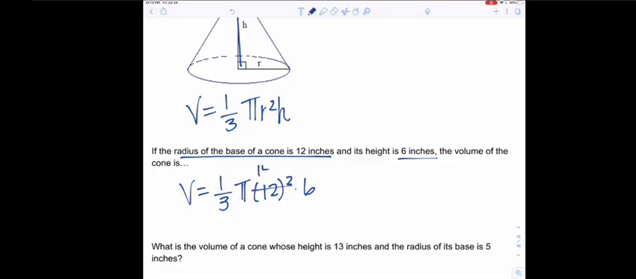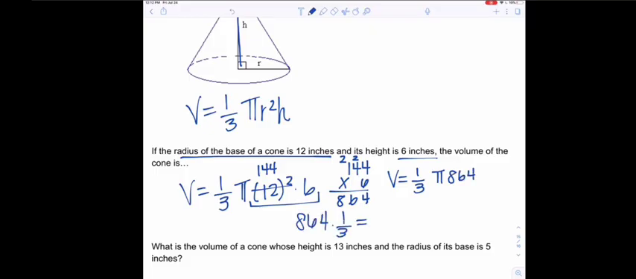Okay, 12 squared we know is 144. So now we have to do 144 times 6. So 144 times 6. 6 times 4, 24, carry the 2. 6 times 4, 24, plus 2, 26, carry the 2. And 6 times 1 is 6, plus 2 is 8. So now we have volume equals 1/3 pi times 864. Which means I need to do 864 times 1/3, or 864 over 3. So I'm just dividing here. Let me do it up here where I have some space.